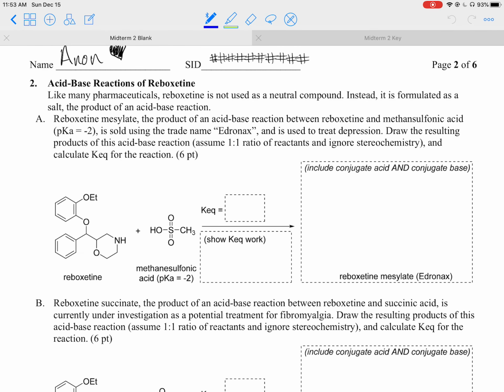So let's dive in. Okay, so this first question is talking about acid-base reactions of this cool little molecule here. We were studying it in the first page, the stereochemistry of it. And so it's saying that we're going to do an acid-base reaction between this reboxetine and the methane sulfonic acid.